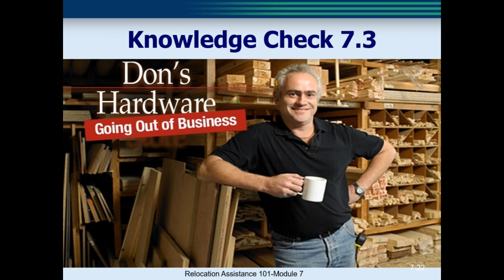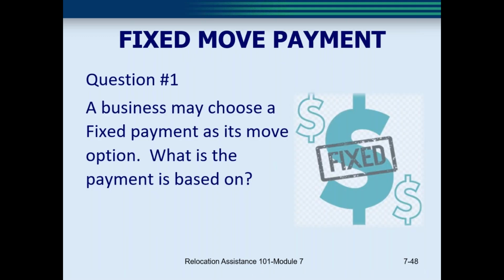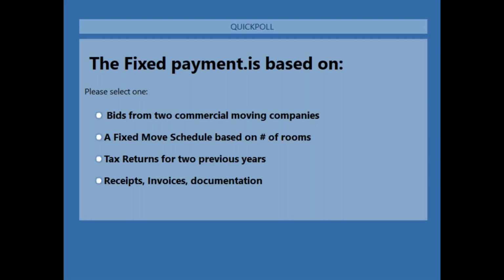Okay, let's do knowledge check number 3. So the first question, a business may choose a fixed payment as its move option. So what is the payment based on? Remember the fixed payment, we just talked about this. Is it based on commercial bids? Is it based on the fixed move schedule, which is based on a number of rooms? Is it based on tax returns for the 2 previous years? Or is it based on receipts, invoices, and documentation?